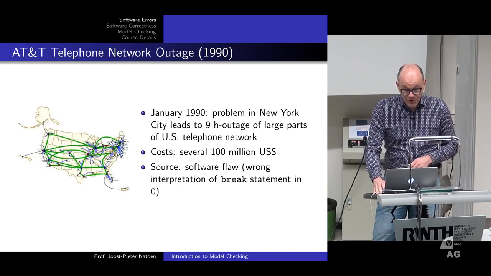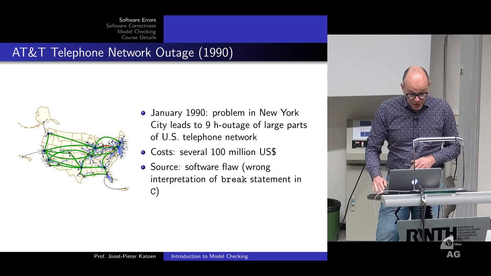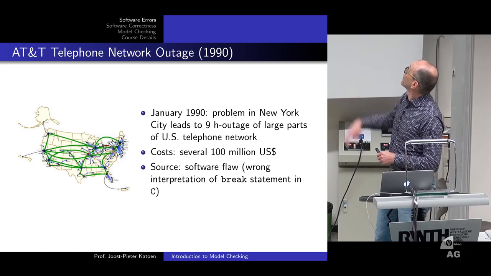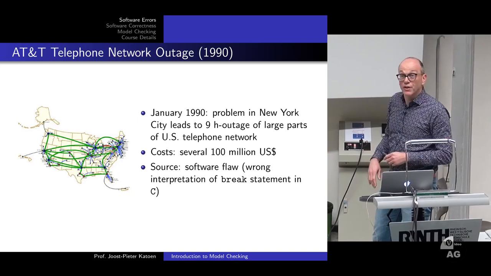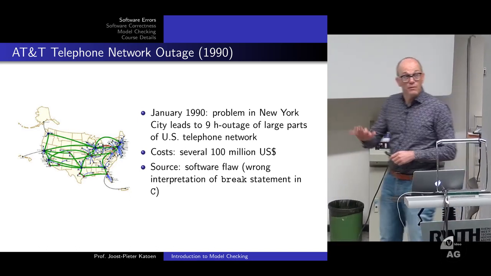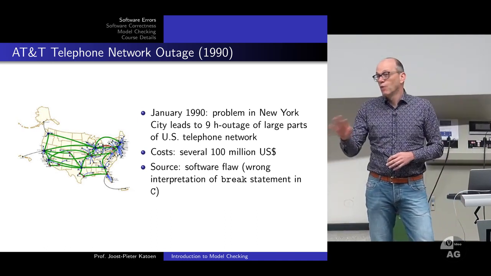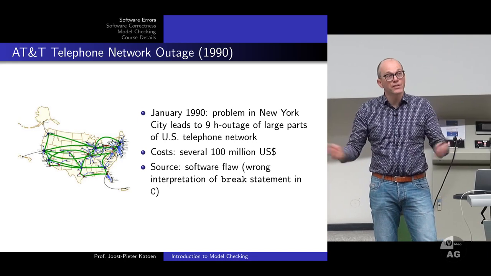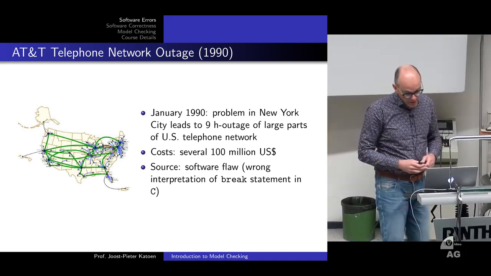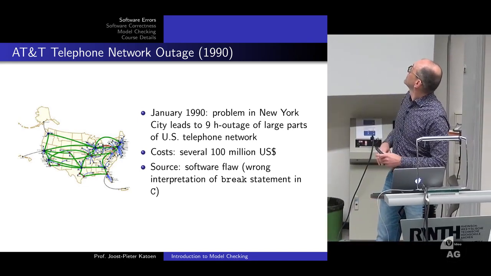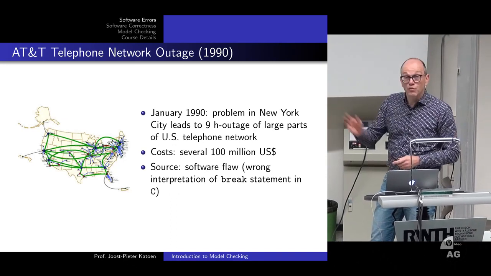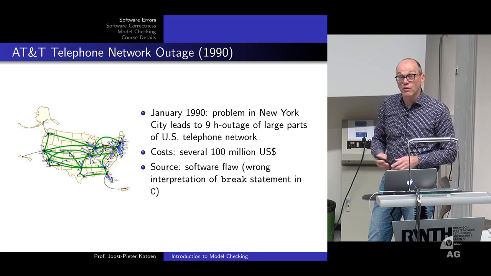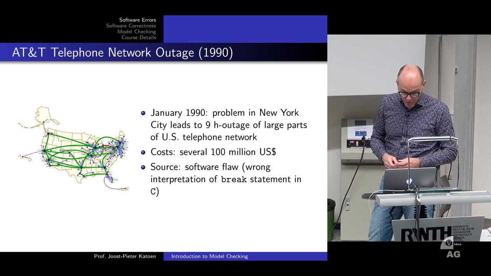Another example a bit later was the AT&T telephone network in the US. It was a big problem in New York. It was a 9-hour outage of large parts of the telephone networks. And remember, at those days, we did not have mobile phones, right? So the telephone network was the basic means of communication. This had a severe cost. At those days, $100 million US, but that's already 30 years ago. I mean, now this is, of course, quite a bit more.